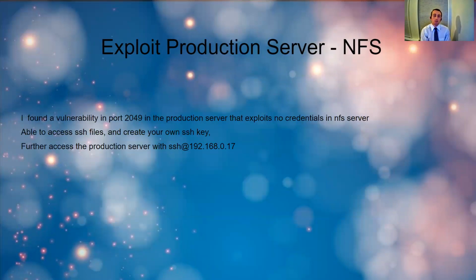The next exploit, which was a more complicated exploit I found on port 2049, was where the production server essentially utilized the NFS server, and this NFS server didn't have any credentials required. So what you could essentially do is create your own file and key and mount that onto the NFS server. That key would then be the production server's key. And once you mount your tmp file to that, you can access the server through SSH, and there would be no password or authentication required.